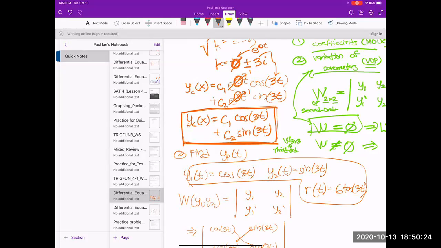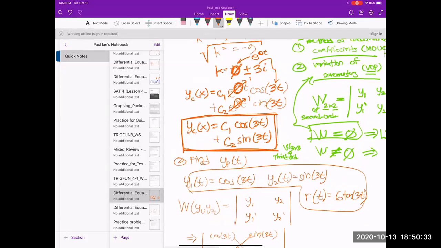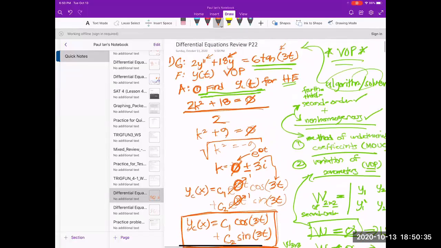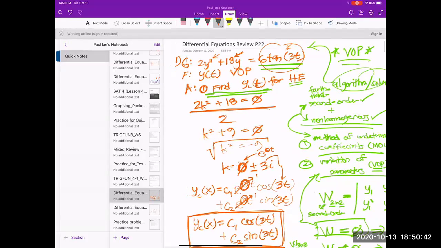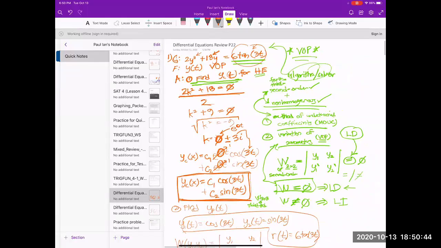Okay, and that's just because we have a tan? Because of the 6 tan 3t? Oh no, the 6 tan 3t is not counted for this. It's a 0 here, right? Because this is the homogeneous equation that we're trying to solve here. So this is what we're trying to solve here.